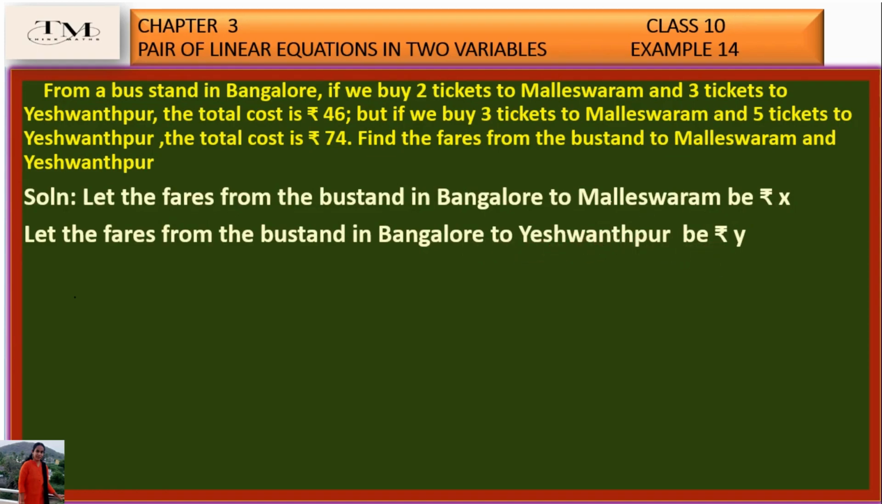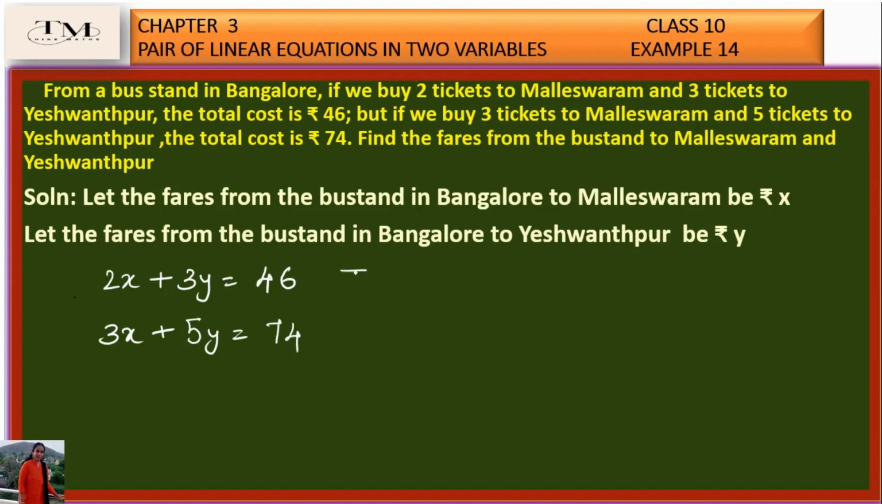Then the first condition is they are buying 2 tickets to Malleshwaram. Per ticket cost is rupees x, then 2 tickets will be 2x. Plus for Yeshwanthpur they are getting 3 tickets. One ticket cost is y, 3 tickets cost will be 3y. So total cost is 46. In the same way, if they buy 3 tickets to Malleshwaram, it will be 3x, plus for Yeshwanthpur they are buying 5 tickets, so it is 5y, equal to the total cost 74.